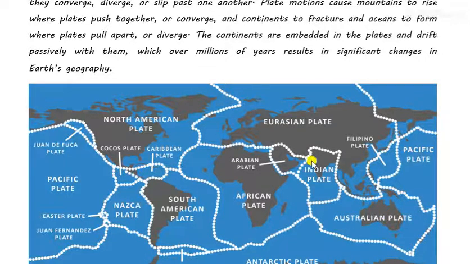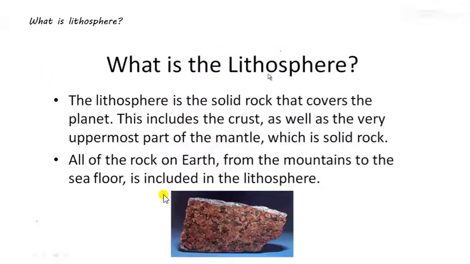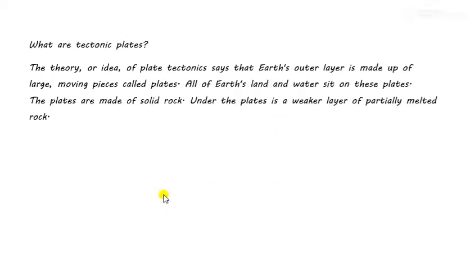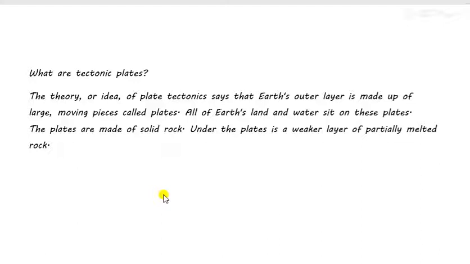Now all these plates, they move, they meet each other, and they separate from each other, and due to this meeting and separating, what happens? The tension and compression is formed, because of which fold mountains are created. All of earth's land and water sit on these plates, as I showed you on the map. The plates are made of solid rock.